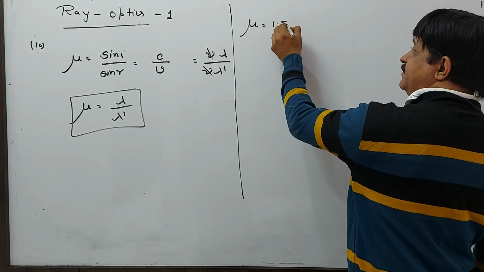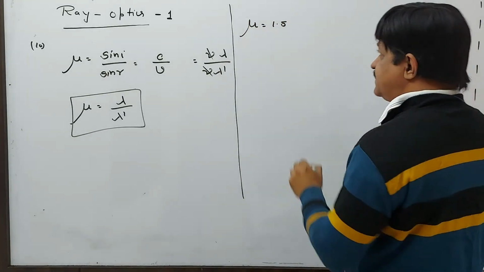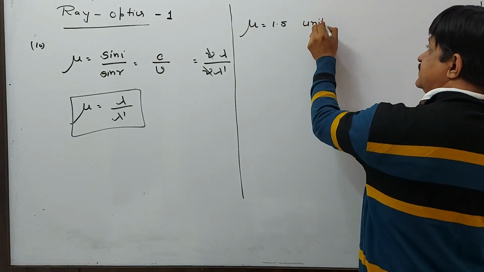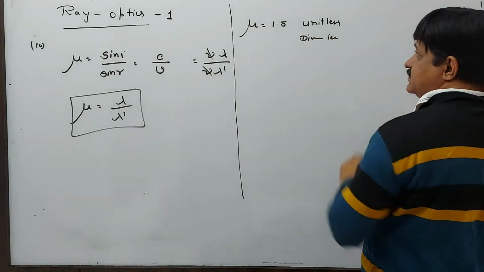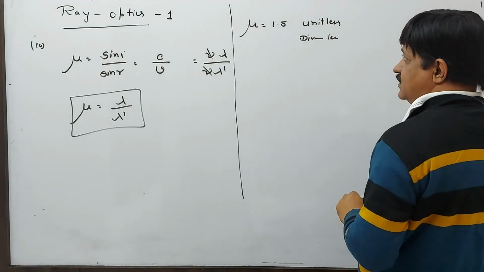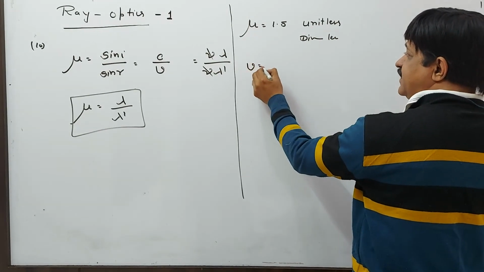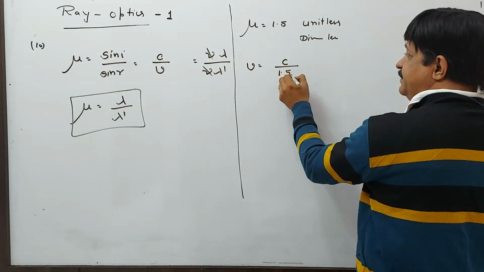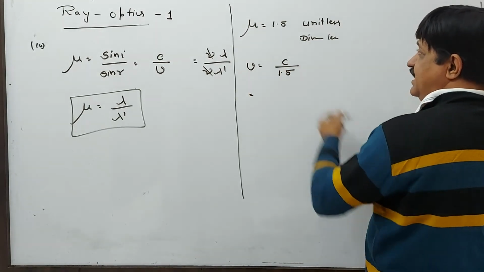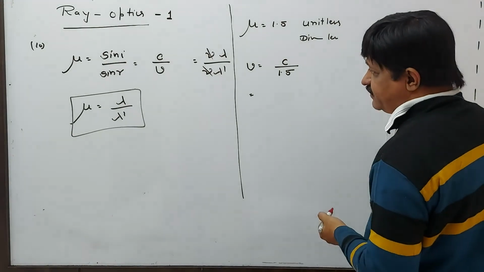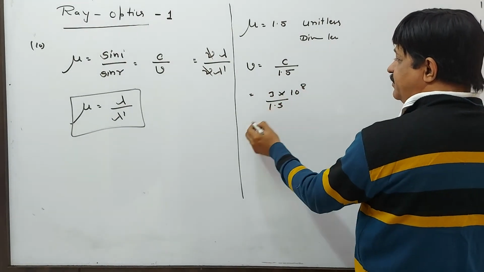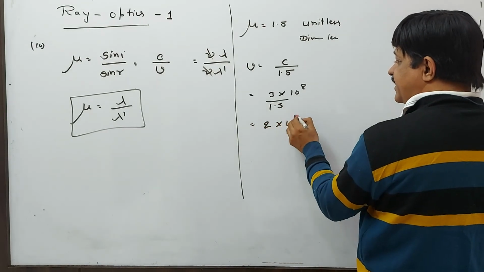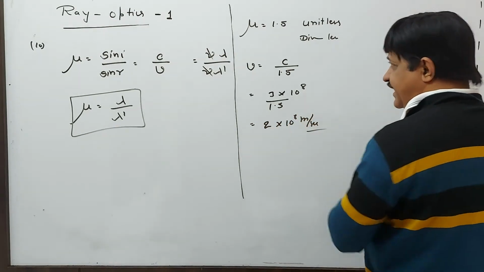Refractive index is say 1.5. It must be unitless, must be dimensionless. We want to find out what is velocity. Now velocity should be equal to c upon 1.5. For any medium having refractive index 1.5, what will be the velocity? Directly we will put 3 into 10 raised to power 8 upon 1.5. So this becomes 2 into 10 raised to power 8 meter per second.